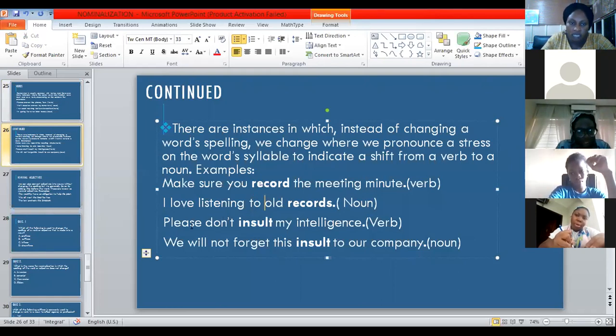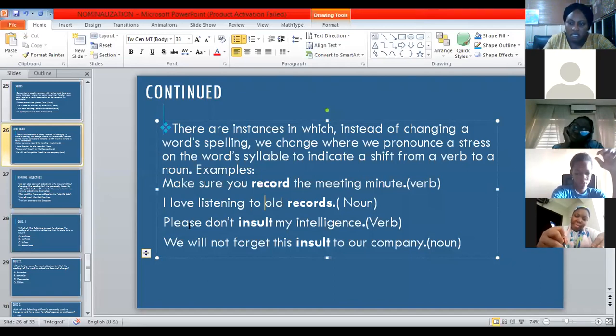Let's go to the second example now. Please don't insult my intelligence. Now, let's go to the second one where the same word insult is used. We will not forget this insult to our company. What is the difference in the two sentences? You will notice in the two sentences, nothing is changed in the word insult.